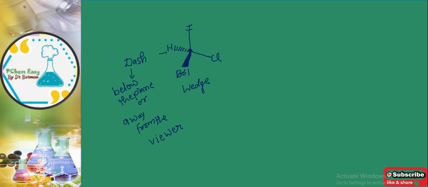Wedge means the group which is attached with the wedge bond is above the plane. Okay, it means above the plane, or towards the viewer. Okay, so let me show you by this picture, it would be clear to you.